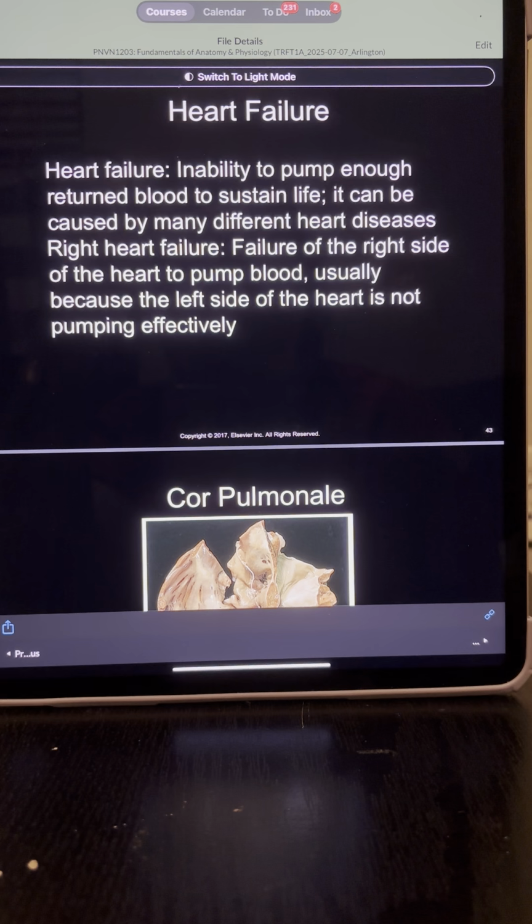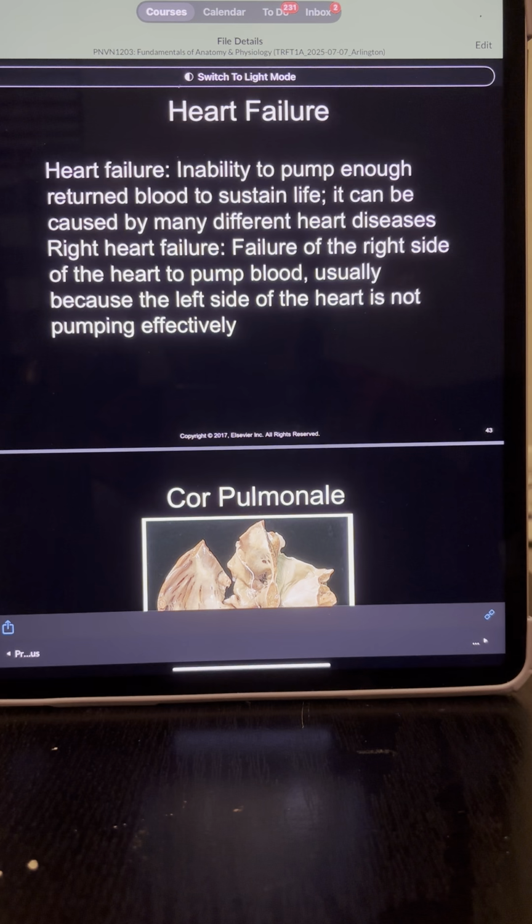Heart failure is the inability to pump enough blood to sustain life. It can be caused by many different heart diseases. Right heart failure is failure of the right side of the heart to pump blood, usually because the left side of the heart is not pumping effectively. So typically, if the heart starts to fail, the left side will fail first and then the right side, because the right side is trying to do a lot more pumping, and it gets weakened and tired out. Things are not working properly.